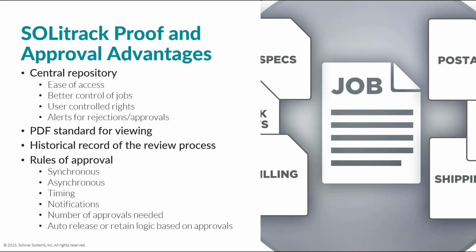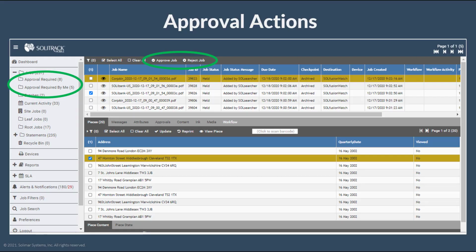This enables the review process to have specific reviewers approve the job prior to subsequent reviewers or not have a predefined order of reviewers. Here's a sample screen that shows the organization of proof and approval jobs based on the internal or external user's rights.